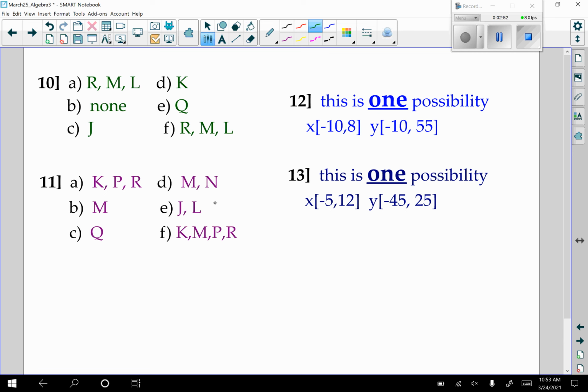Now for 12 and 13, just wanted you guys to use the tool icon in Desmos to try to fit a nice x-min, x-max, y-min, y-max to fit the graph in the window viewing area as best as possible. So I didn't want you to just zoom in or zoom out. I want you to practice using that tool icon off in the upper right corner. So let me know if you have any questions over this homework assignment.